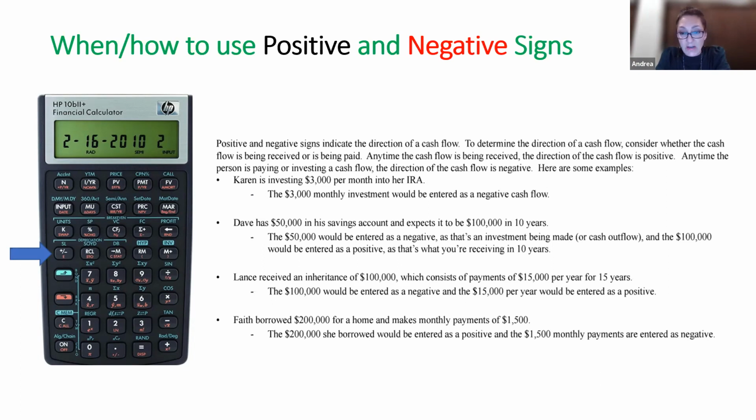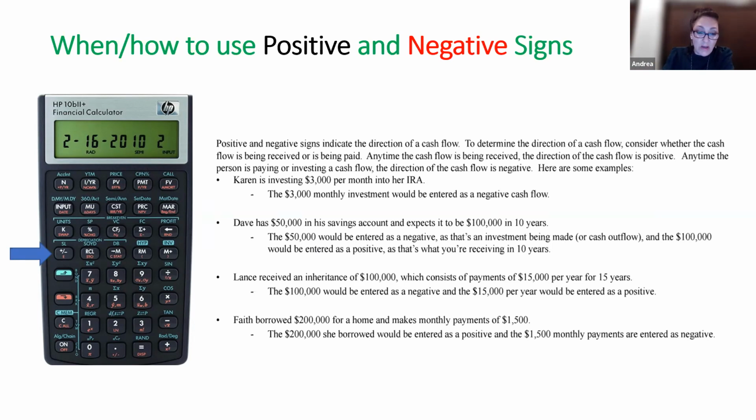Okay. In this particular example, we have a present value that is $50,000, and a future value that's $100,000. In order to solve this equation, you cannot have two positives. You cannot have a positive present value and a positive future value. One of them has to be negative, or you're going to get a no solution. So the 50,000 is going to be entered as a negative, and then the 100,000 is going to be entered as a positive.